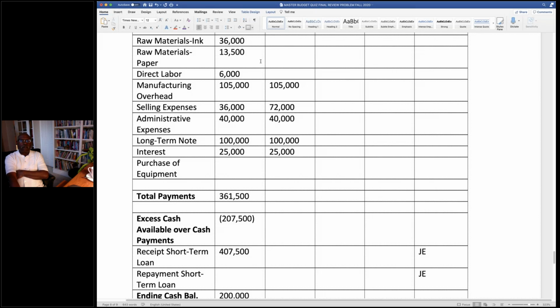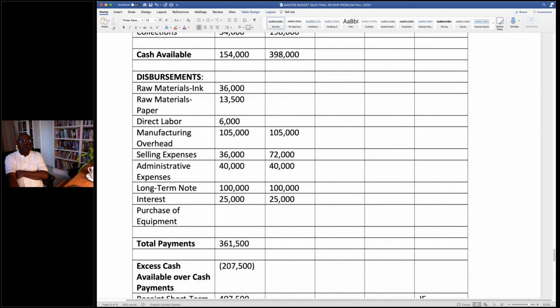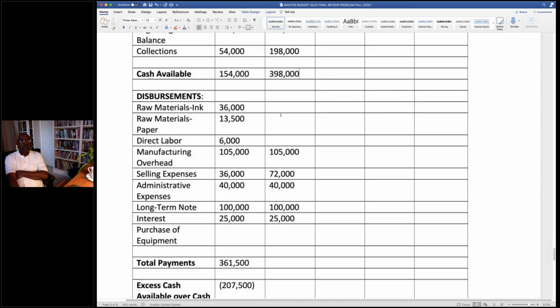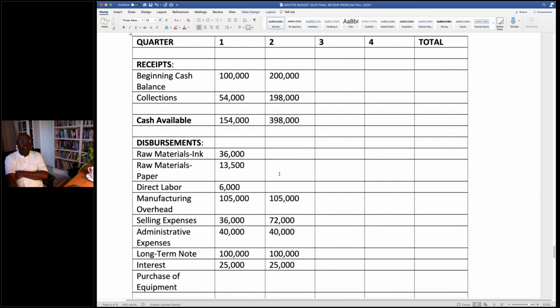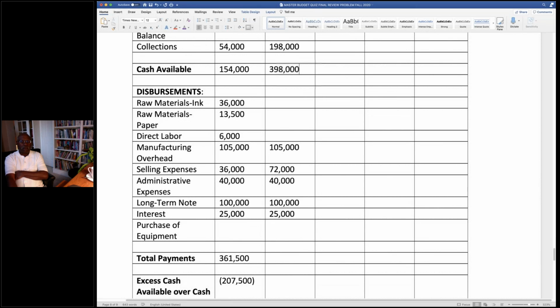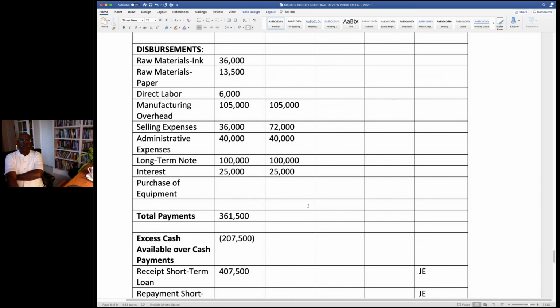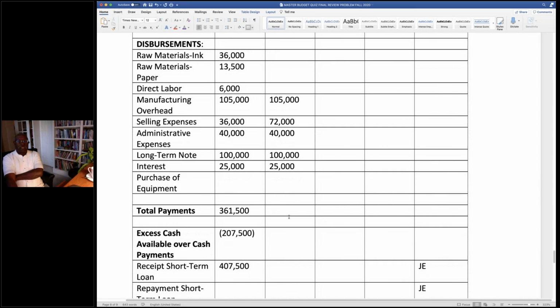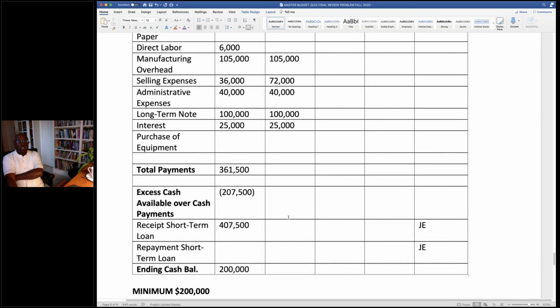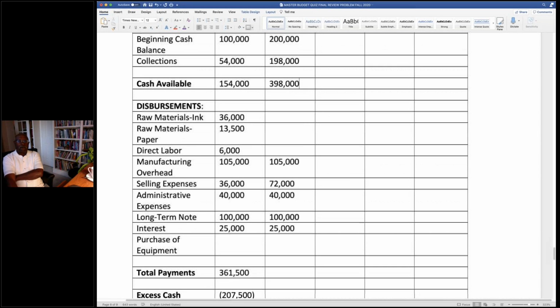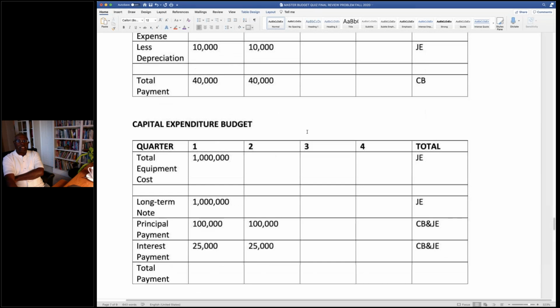So go to your raw materials. See, if you were doing it like I told you, you only got 3 numbers to go in here now. You got to work smart. You can't just be dancing all over the place. Did anyone get 39,000 for the ink total payments?